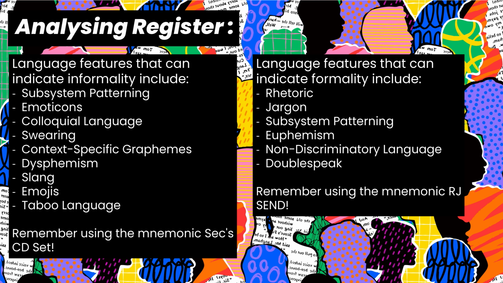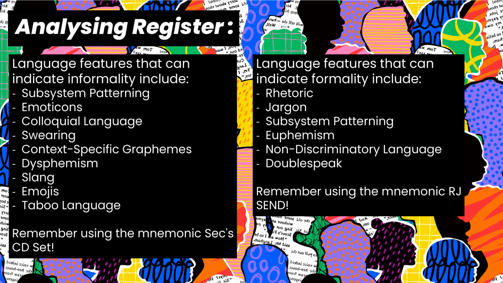Well, when we're thinking about language features that can indicate informality, we should be aiming to focus our analysis around subsystem patterning, emoticons, colloquial language, swearing, context-specific graphemes, dysphemism, slang, emojis, and taboo language. And you can remember language features that can indicate informality using the mnemonic device SEX-CD-SET. Whereas language features that can indicate formality include rhetoric, jargon, subsystem patterning, euphemism, nondiscriminatory language, and doublespeak, which you can of course remember using the mnemonic RJ-SEND.